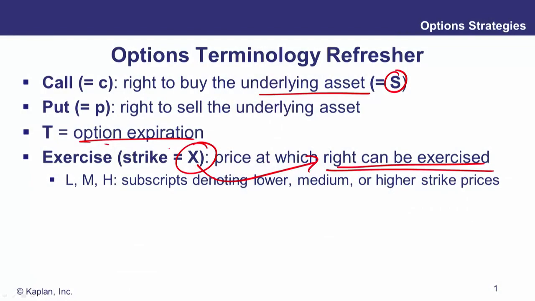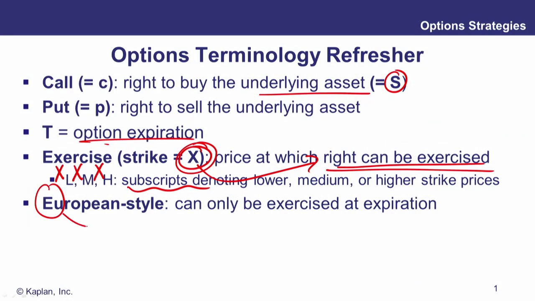Oh, by the way, if there are any subscripts on your strikes, so if you see XL or XM or XH, then we're referring to the relatively obvious fact that there might be a low strike and a high strike, maybe a mid strike if there are 3, and we're just denoting each one with the relevant subscript.